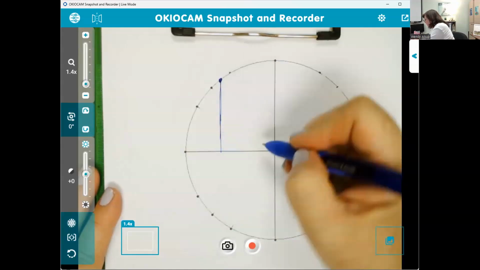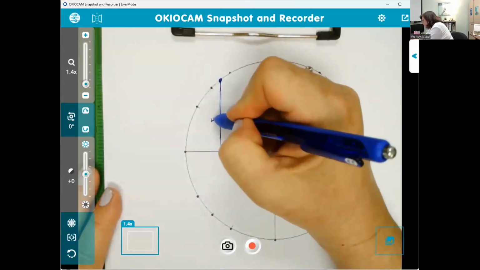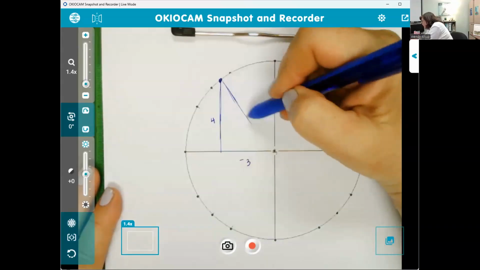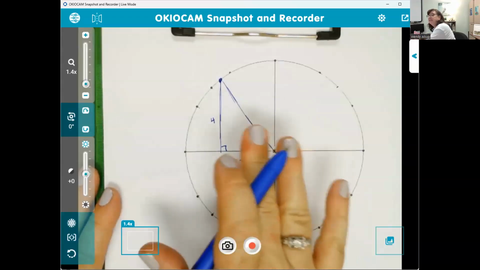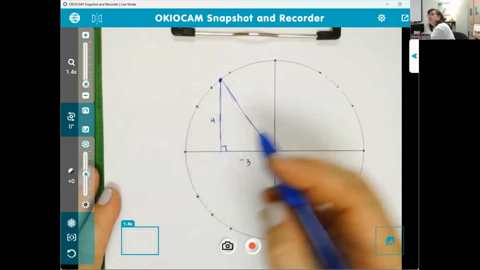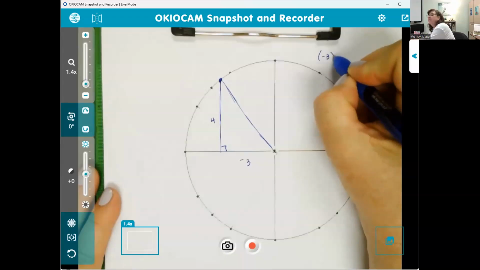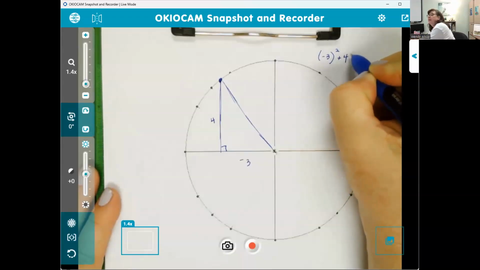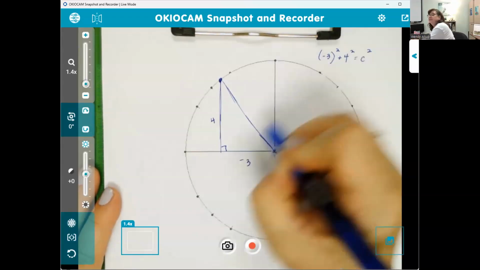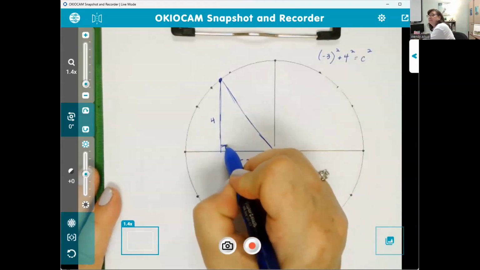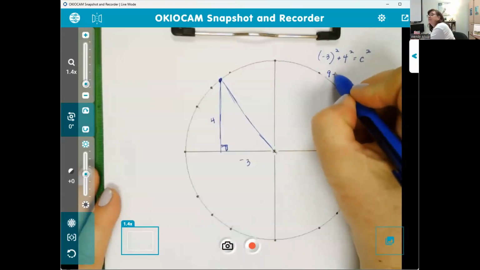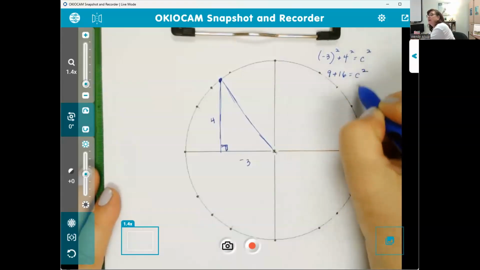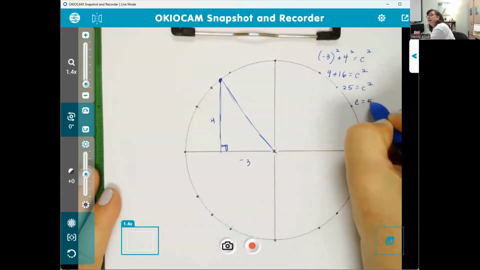Okay. So I'm out negative 3 on the x. I'm up 4 on the y. What is my hypotenuse, which will also be the radius of my circle? Well, it's easy enough to find out with the Pythagorean theorem. Negative 3 squared plus 4 squared will equal c squared, which is the hypotenuse. Remember, the hypotenuse is opposite the right angle. So 9 plus 16 equals c squared, 25 equals c squared, and c would therefore be 5.